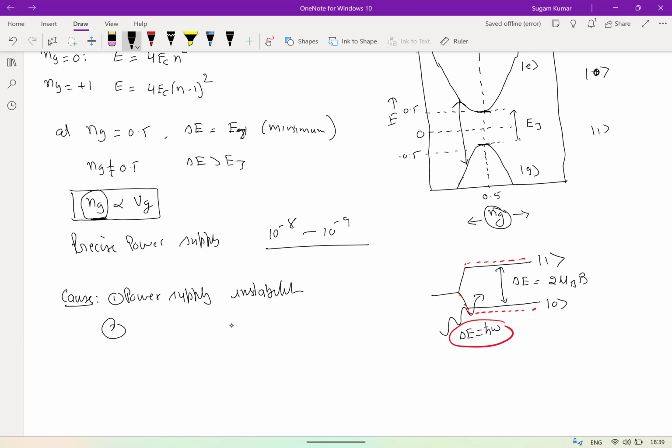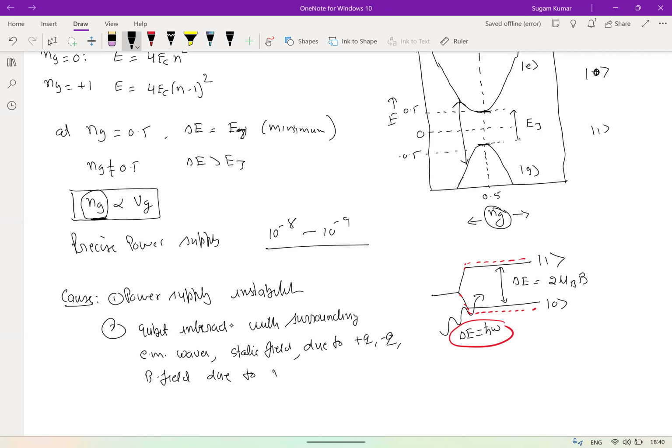And even if you get a very precise power supply, even if this qubit interacts with the surrounding EM waves, or any static charge or static field due to any charge plus or minus q, or any magnetic field, maybe because of magnetic movement of electron nucleus, if they're present, this is going to alter the potential of the island.